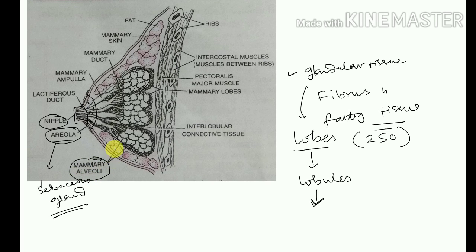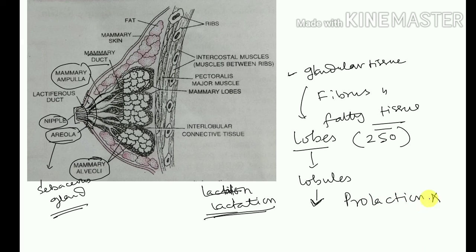Inside the alveoli the milk is produced, and milk passes through the mammary duct and is stored in the mammary ampulla, which is also part of the mammary duct, but the swollen part where milk is stored. The main function of the mammary gland is to produce milk, which is called lactation. For the production of milk there are two hormones. One is prolactin, which helps in milk production, and the other is oxytocin, which helps in ejection of the milk. These are the two hormones related to milk.